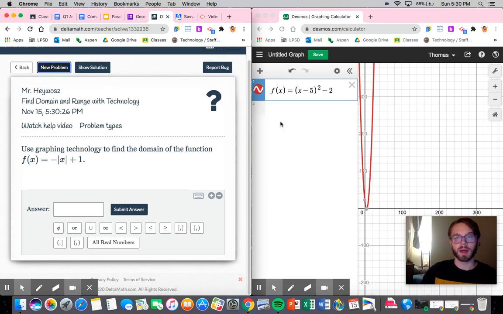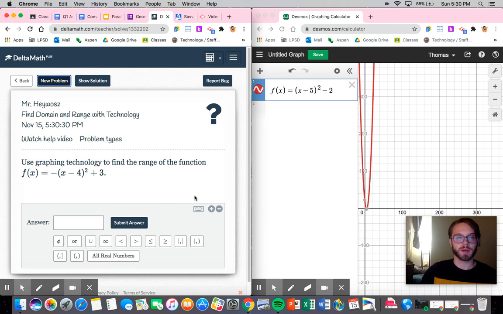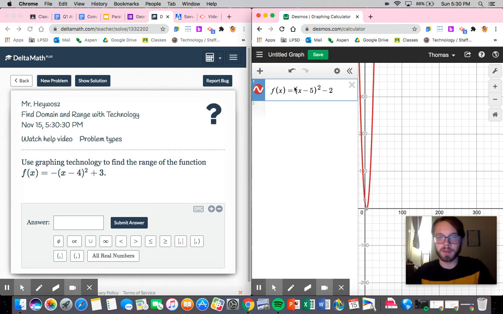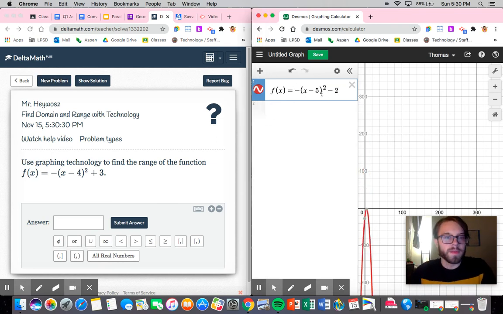Let's look at another one. All right, well, that's domain. I don't want to do another domain. Let's do a range. So here we have a range of negative x minus 4, and we have a plus 3 here.